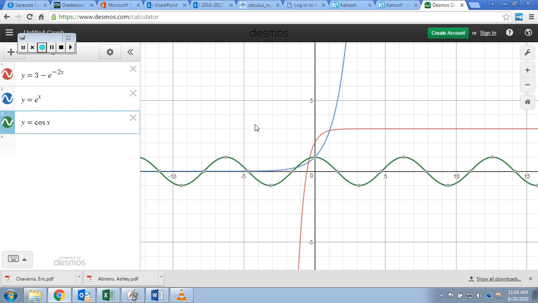I don't want to spend too much time on this. It's just understanding that it's definitely an exponential function, and the manipulations that you have with any sort of function are compression, stretching, flipping about the x-axis, and about the y-axis.